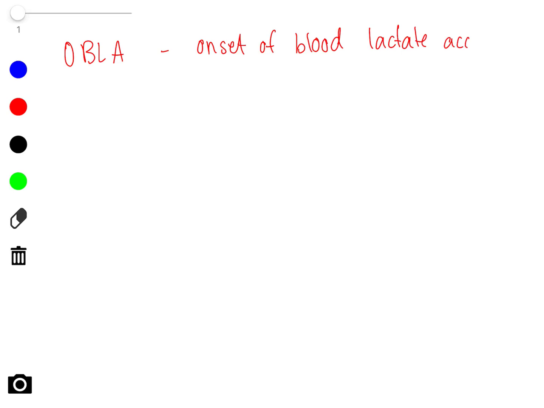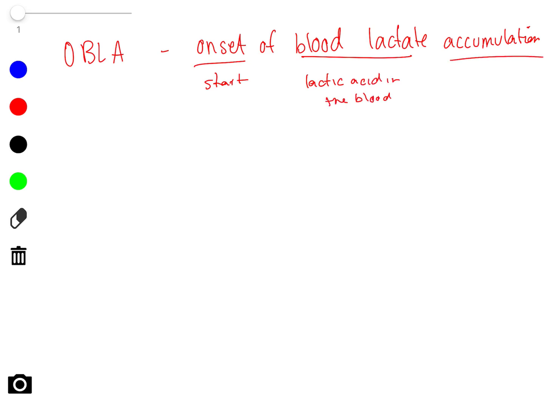The next key term that we're going to be looking at is OBLA. This is another acronym. It stands for the onset of blood lactate accumulation. Now, onset meaning start, blood lactate referring to lactic acid in the blood, and accumulation is another word for build-up. So we're talking about the build-up of lactic acid in the blood and when that starts.